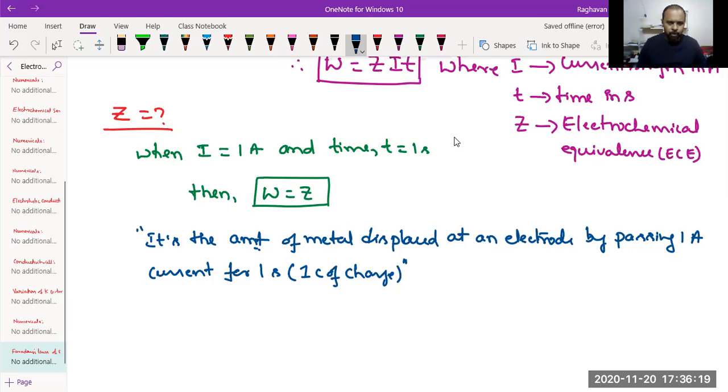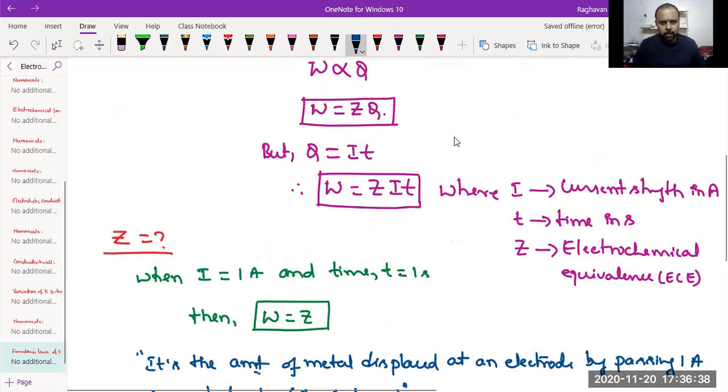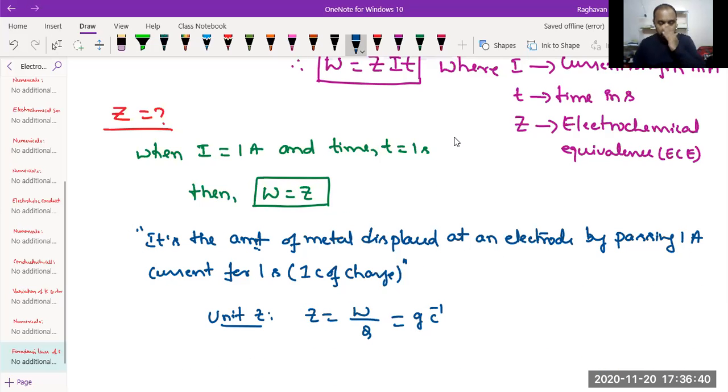If you want to find out the unit of Z, what could be the unit of Z? Anybody? Z is nothing but W by Q. So gram per coulomb. Quantity is coulomb. If it is done, I'll proceed.